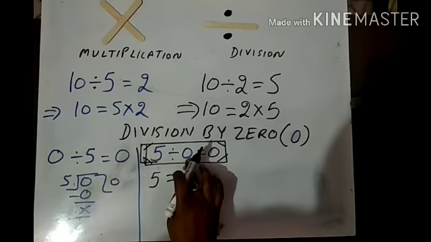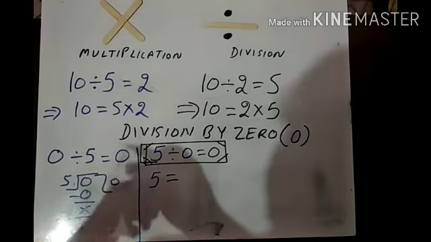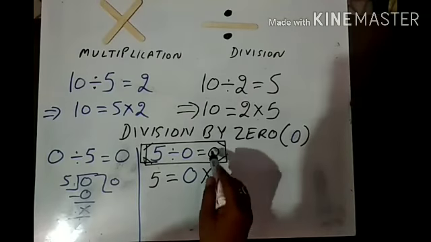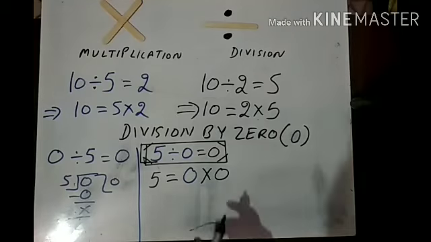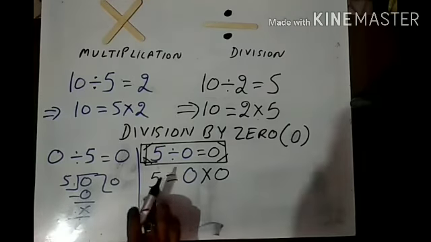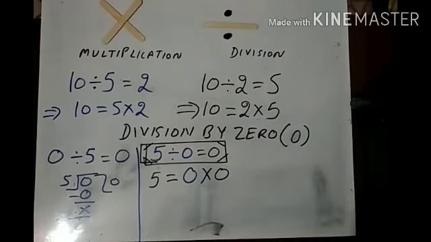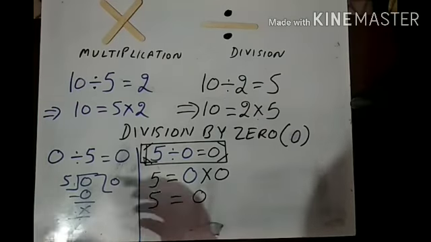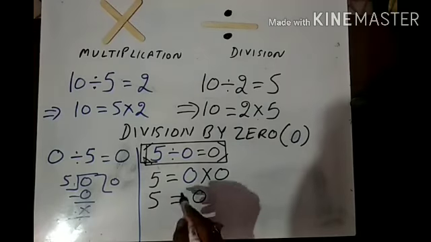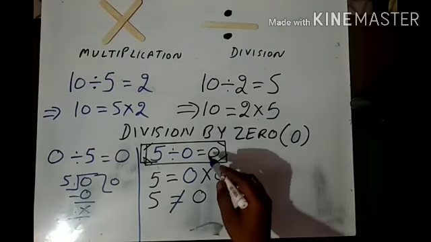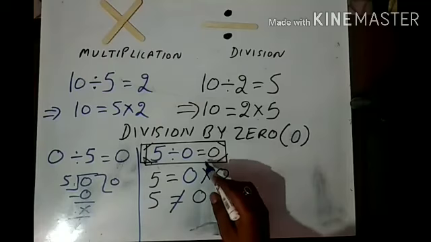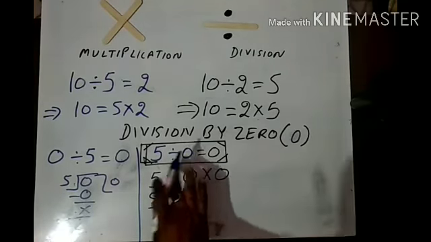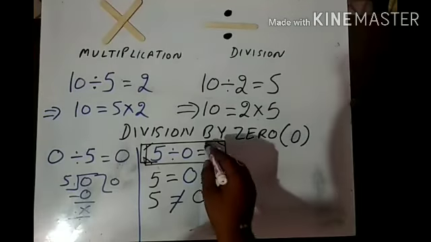Therefore, I will multiply this 0 with this 0. This blue 0 will be multiplied with this black 0. So, you will see 0 multiplied by 0, can it be 5? No, it is not possible, because 0 multiplied by 0 is equal to 0 and this is going to 5, that is not possible. So, we are assuming the wrong thing. So, this is wrong. So, we can say that 5 divided by 0 is not equal to 0.